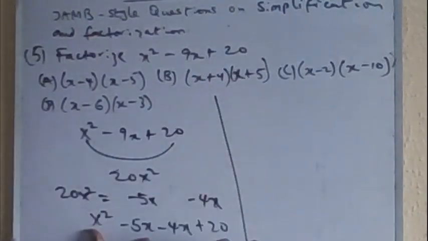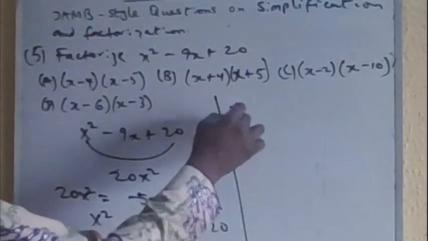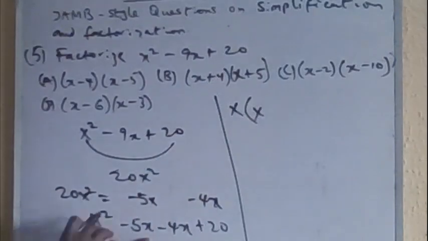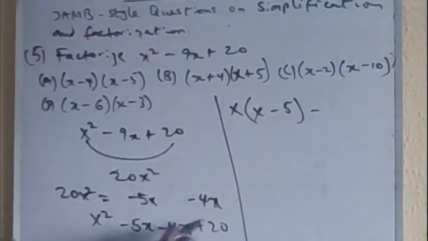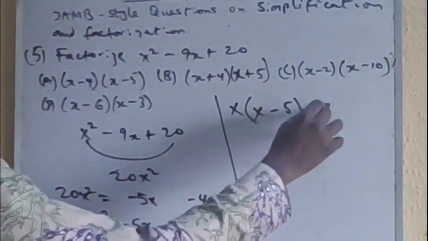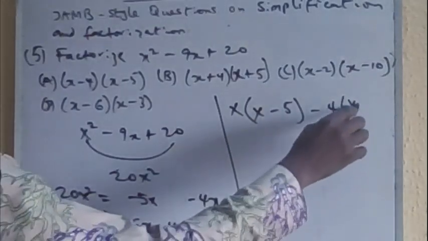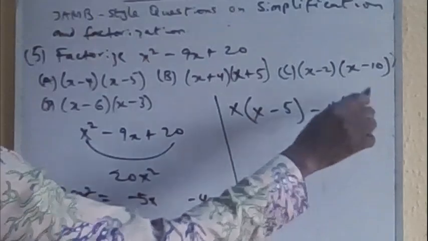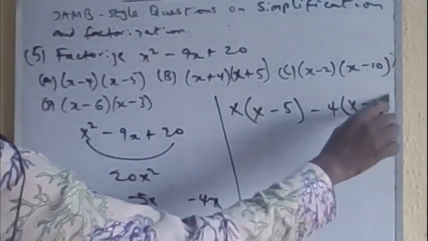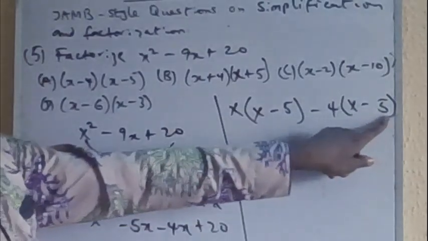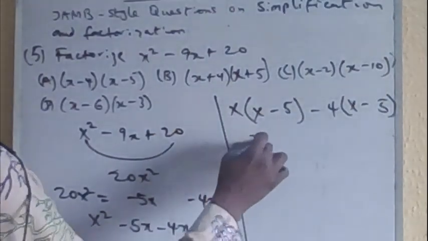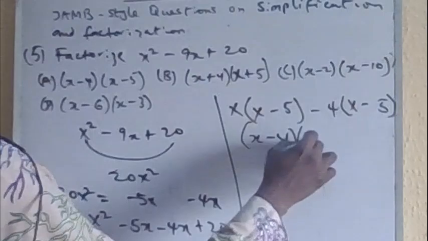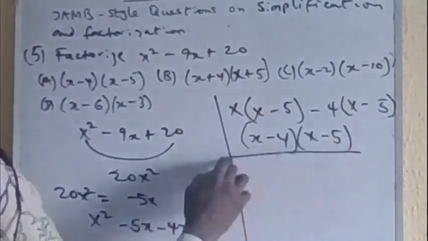What is common in these two terms is x. X is outside, then open bracket, x again inside, minus 5. Then what's common in these two terms? 4 is common, then x inside, then because of the minus outside, this will be minus 5. Okay, so you see that this factor and this factor are similar, so we are close. So x minus 4 as one factor, and x minus 5 as another factor. So the answer is A.